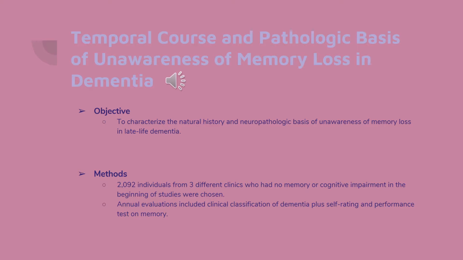The annual evaluations included clinical classifications of dementia, plus self-ratings and performance tests on memory. The participants had an annual clinical assessment that included a medical history, a neurological examination, and tests of memory and cognition. In addition, each evaluation included the participants being asked 2 questions about their memory.